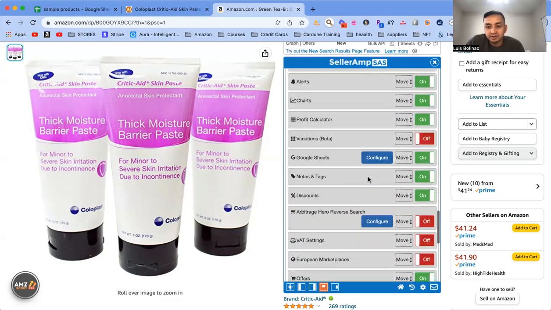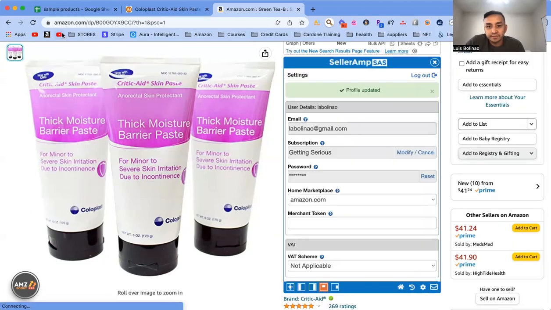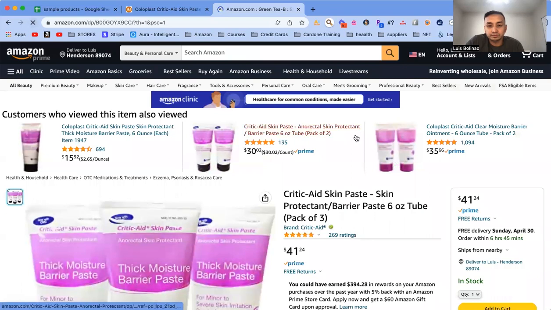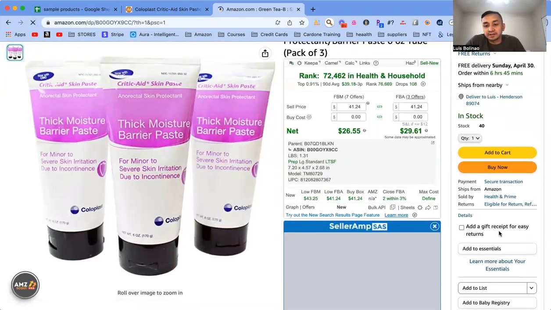And from here, you click on save. And then you refresh the page. And then now we can look at the products, right? And plug in the numbers.